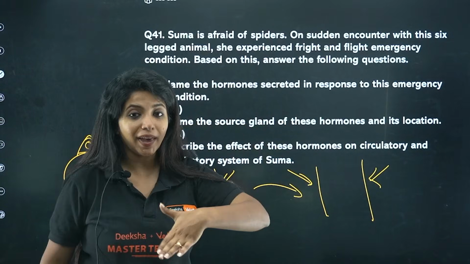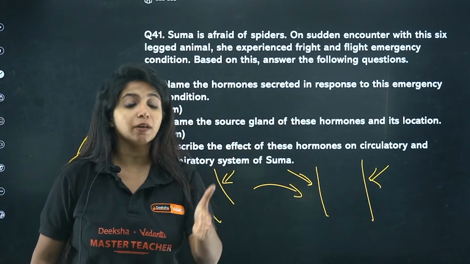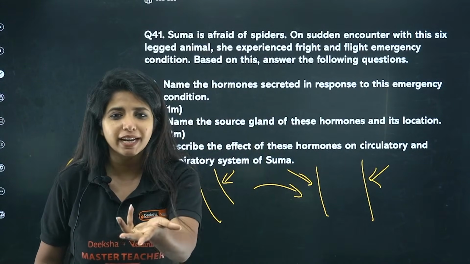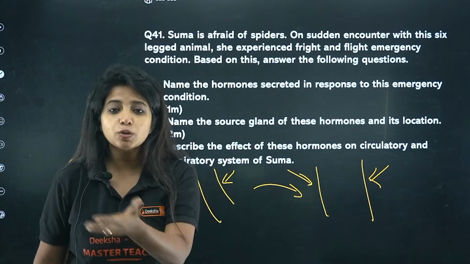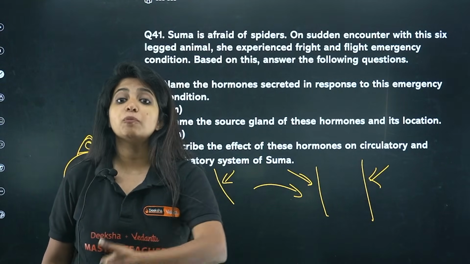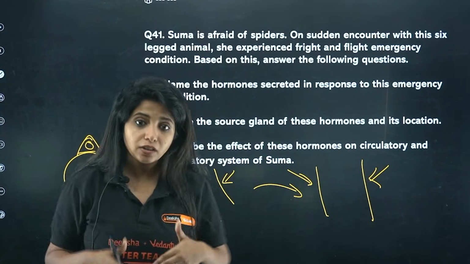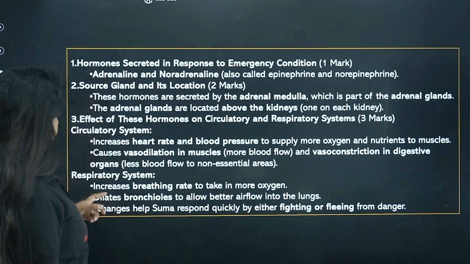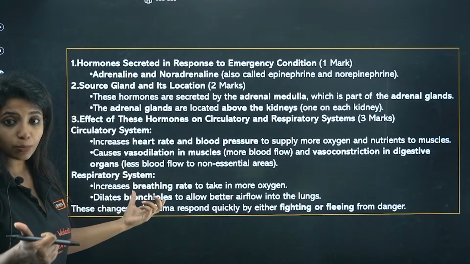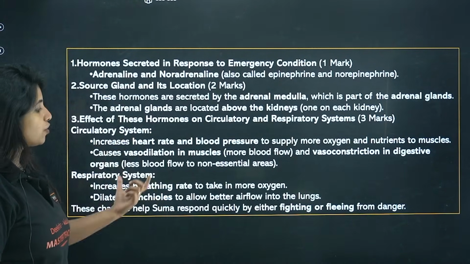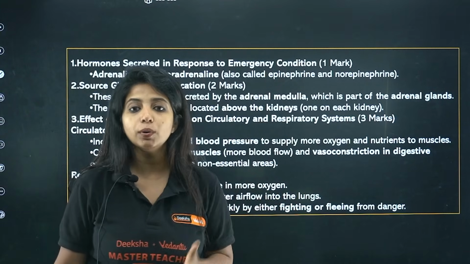If at all there is no air, that means no oxygen. If no oxygen, that means in blood, what are you going to circulate? You need oxygen, right? And that is what you are circulating. Oxygen is required for production of energy, which is why you need to breathe also. And for breathing, it makes sure that breathing rate is being increased, and apart from that, there is dilation of bronchioles to allow better airflow into the lungs.